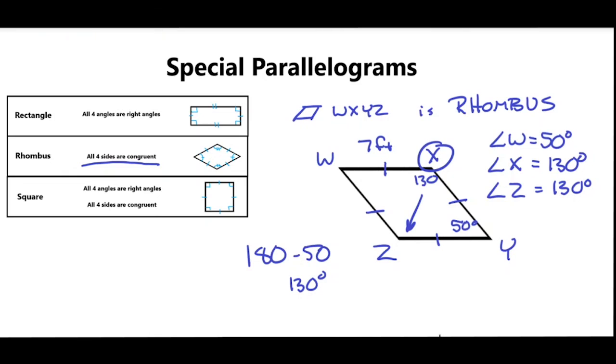Now I know that WX is 7 feet. Well, how long is XY? Well, it's a rhombus and all the sides are congruent. So that means that XY is also 7 feet. ZY is 7 feet and WX is 7 feet. That's how you use special parallelograms to find the lengths of sides and angles in a parallelogram.